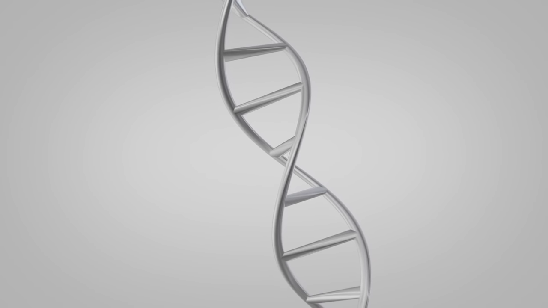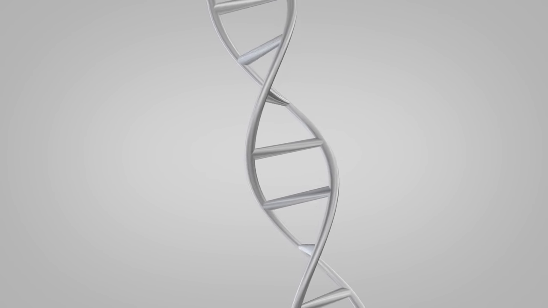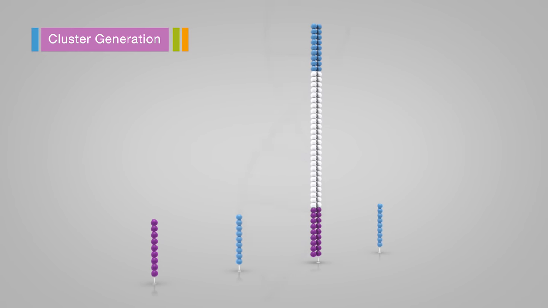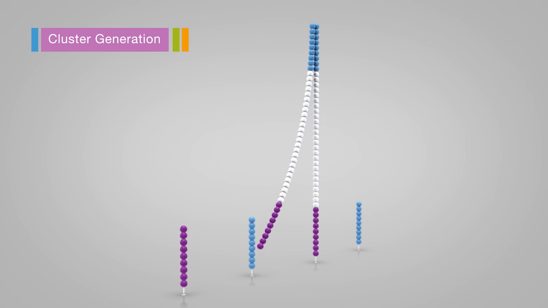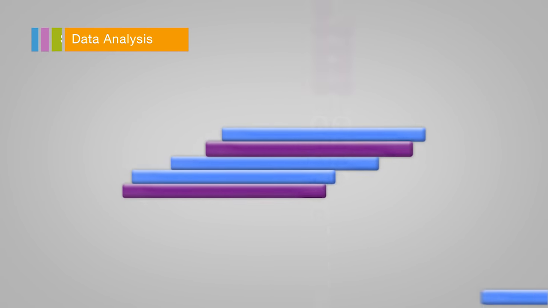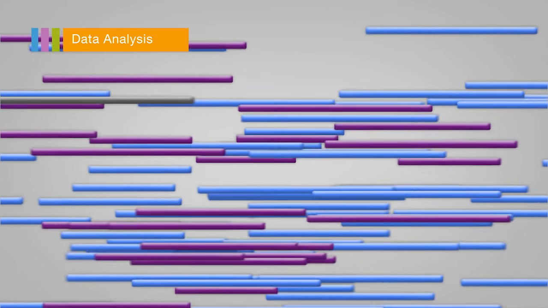The Illumina sequencing workflow is composed of four basic steps: sample prep, cluster generation, sequencing, and data analysis.